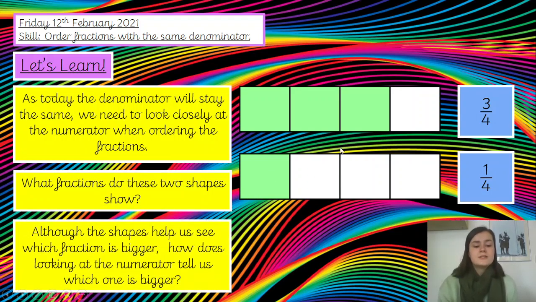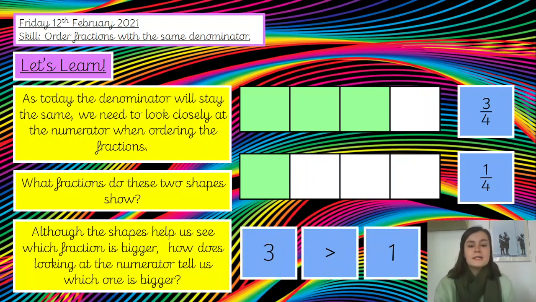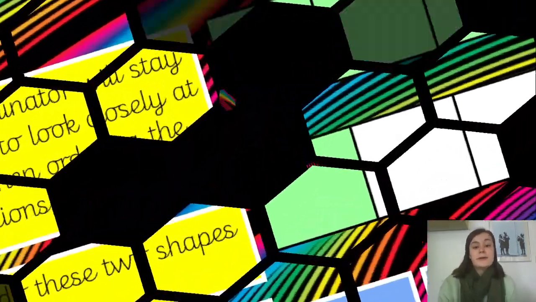So although these shapes help us to see which fraction is bigger, how does looking at the numerator tell us which fraction is bigger? Pause the video and have a little think. Okay, so quite simply, we know that the number 3 is greater than the number 1, don't we? So even if we didn't have these pictures here, looking at our numerators, we know that 3/4 has to be bigger than 1/4 because 3 is bigger than 1. So well done if you said that. That's essentially what we're going to be doing today, so good job.